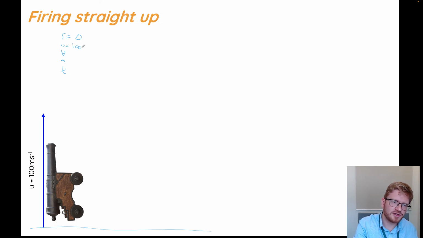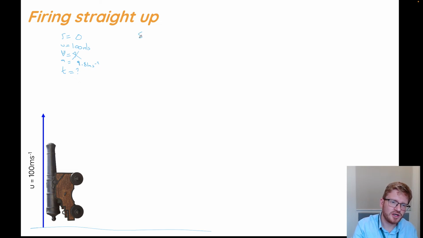U I've been given, that's 100 meters per second. V, I don't know what that is. Later you'll see that it's actually very easy to tell what it is, but for now let's say I don't know. A is 9.81 meters per second squared, and T is the thing I'm going to find out. So I'm just going to change that V to a cross because I actually don't need it.